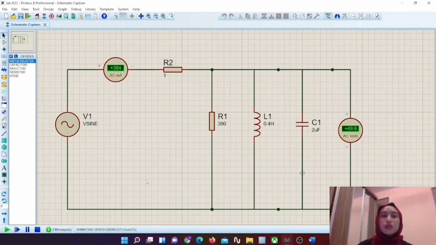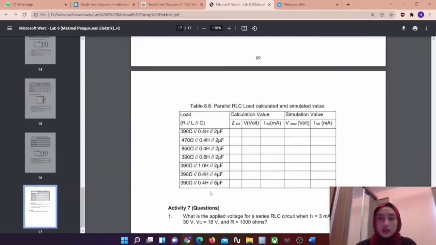After we run the simulation, we got the current of 384 milliampere and the voltage is 49.8. As usual, we need to add a 1 ohm resistor here in order to avoid the error. So just a small value of resistor does not affect the value much. After that, the second value is 470 ohm, 0.4 H and 2 microfarad.